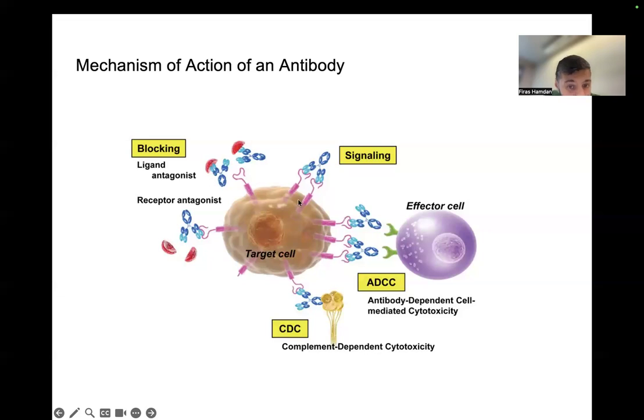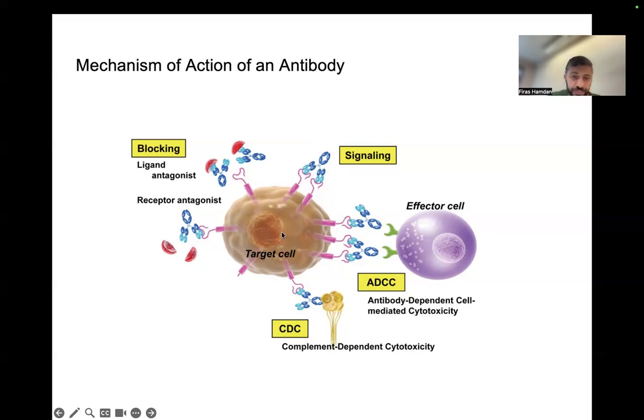The antibody can bind to these receptors and signal them to do apoptosis, or it can bind and induce effector cells, like NK cells, macrophages or neutrophils, to come and kill the target. Because remember, antibodies have an Fc, and innate immune cells have Fc receptors that are able to bind and kill the target cell, or activate your complement system to come and kill your target cells.